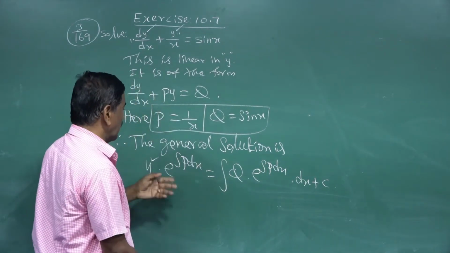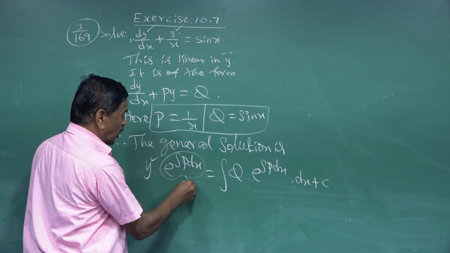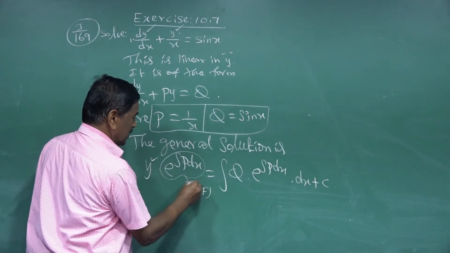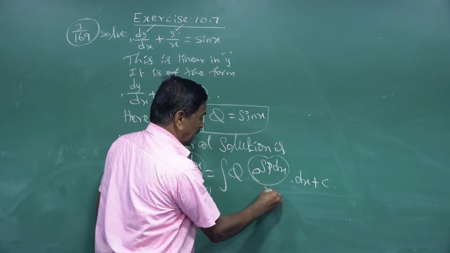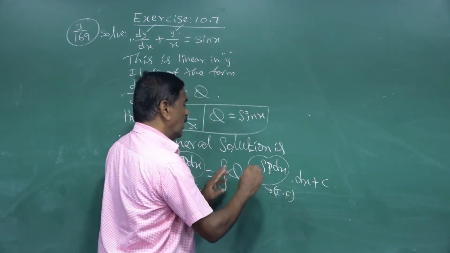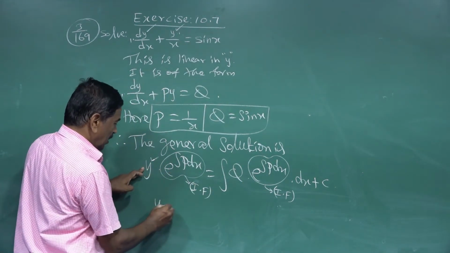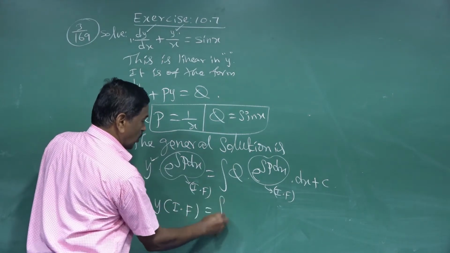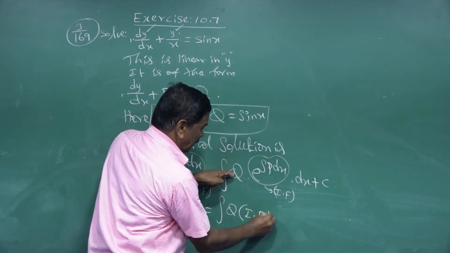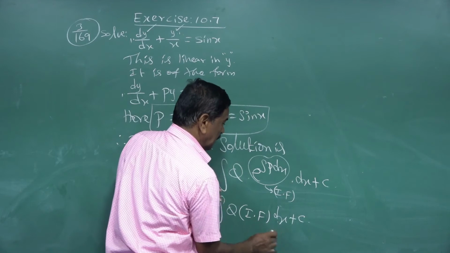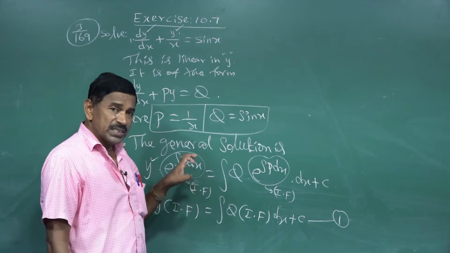Already I told you, this is denoted as the integrating factor. Now rewrite your formula: y into integrating factor is equal to integral of q into integrating factor into dx plus constant c. Let it be the first equation. That's all. So the general solution is ready.